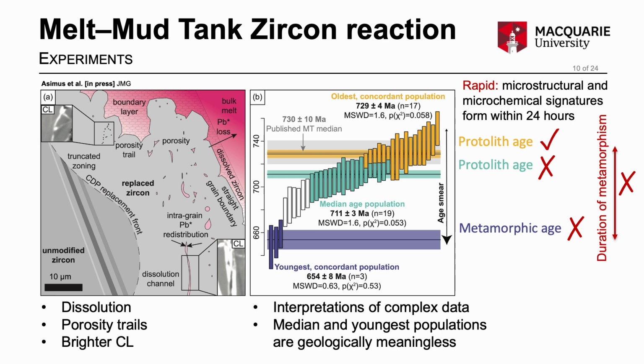In fact, this spread of near concordant ages over about 100 million years formed in our experiments in one day, and so great care needs to be taken with these spot date arrays in natural samples. These arrays are possibly not informative on the duration of metamorphism.